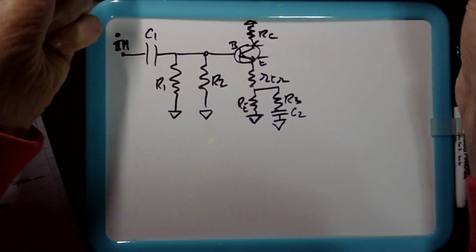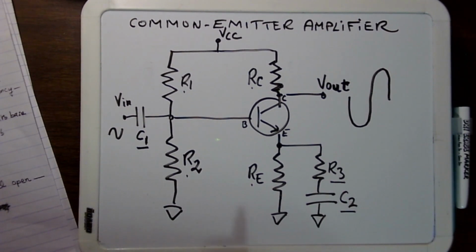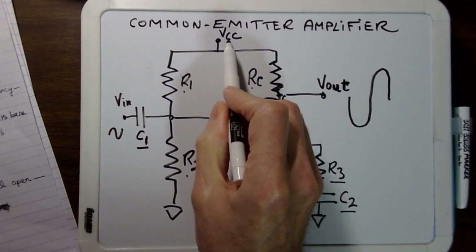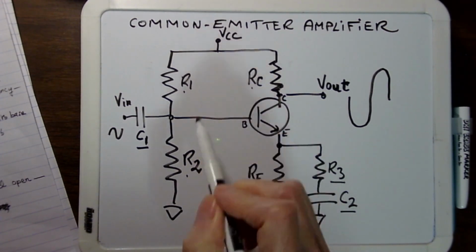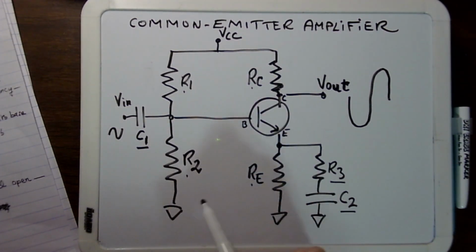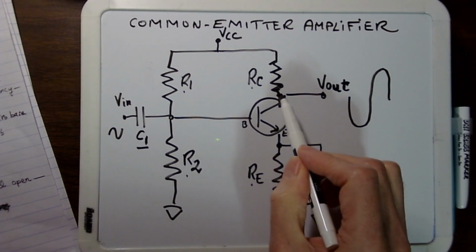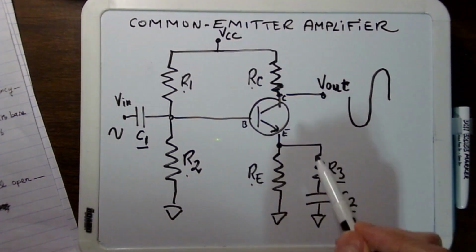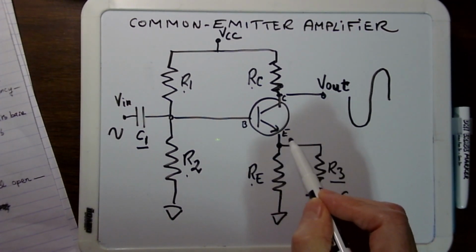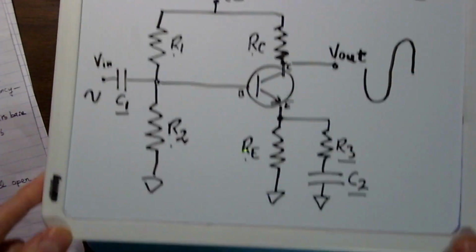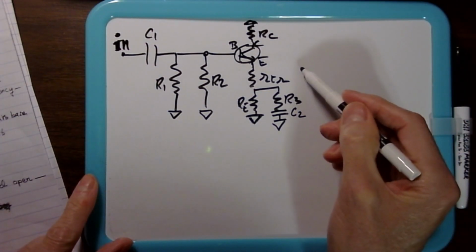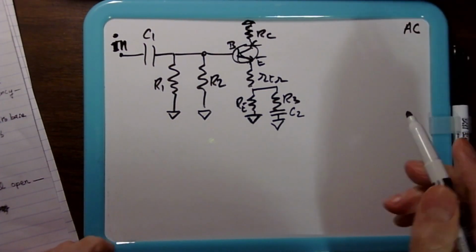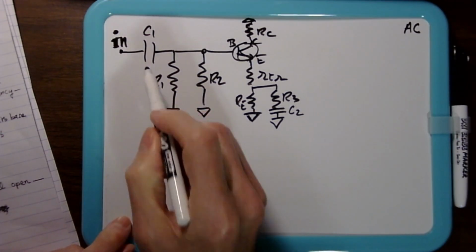Okay, so let's go back. Here, R1 goes to VCC. In AC analysis, this becomes ground. R2 goes to ground. On the collector side, RC goes to VCC, but in AC analysis, it goes to ground. And then we have this. But here I'm adding the RTR on the emitter leg. So this is AC always. So what is C1?